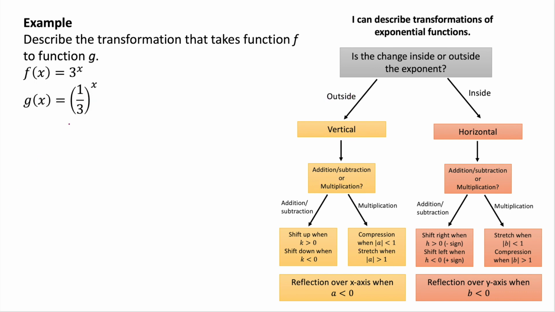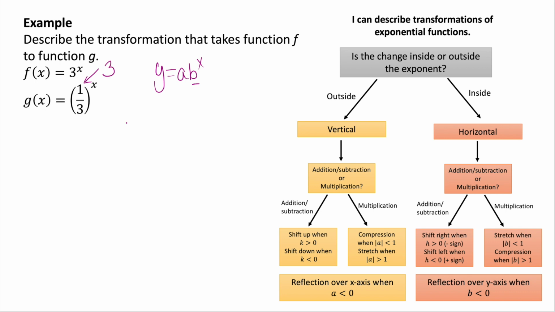So now let's compare f of x equals 3 to the x and g of x equals 1/3 to the x. You may be looking at this problem and saying, wait, hold on, these two functions don't have the same base, right? Because we were saying we could compare functions that have the same base value. But remember, we also know how to manipulate functions so that they can have the same base. So for example, maybe I can turn this 1/3 into a base of 3.